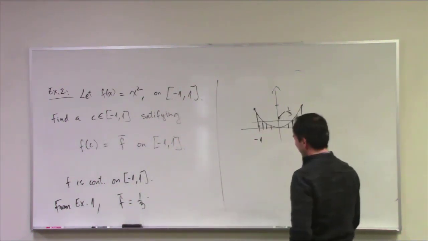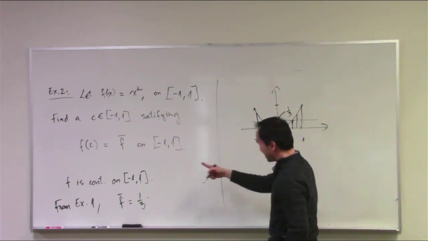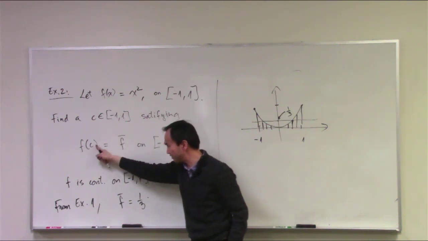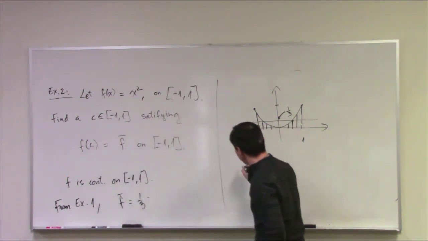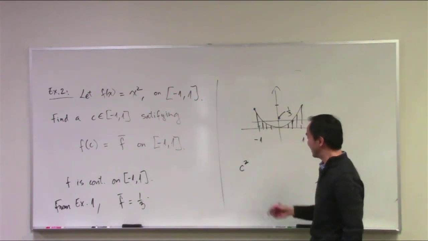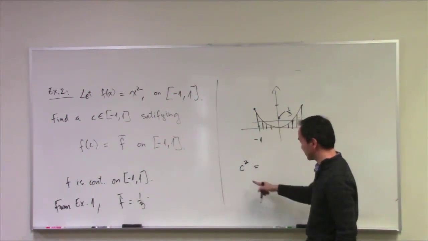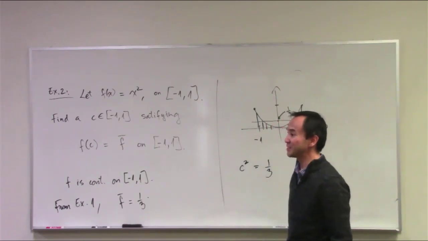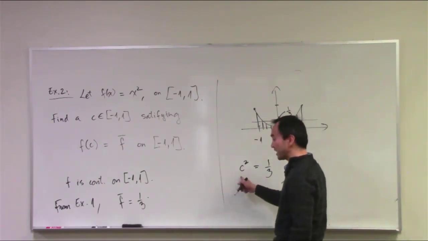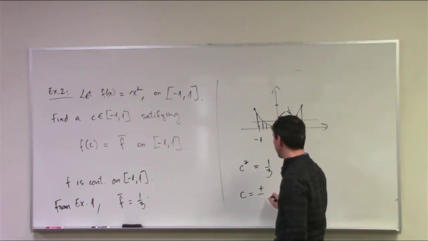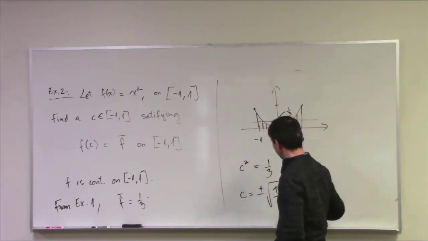Now think about it. On one hand, f of c, wherever that c is, inside the interval or outside the interval, f of c means what? You're looking at c squared. You guys agree? But then we want c squared to equal 1/3, because the mean value theorem guarantees that c squared will equal 1/3, the height. You guys agree on that still? So now it's just a matter of finding c. We solve this equation for c. c equals plus or minus the square root of 1/3.